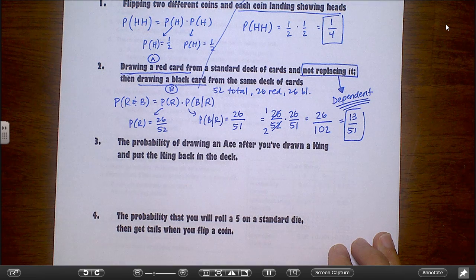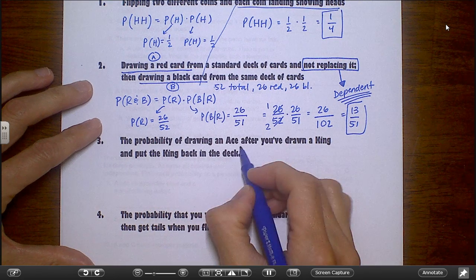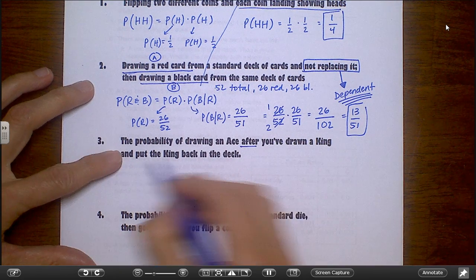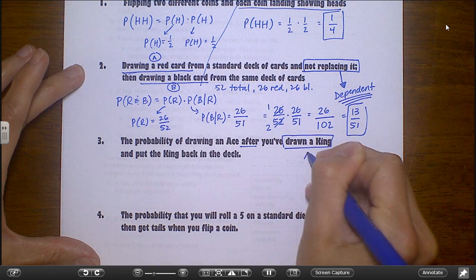All right. So this one, number 3, is a little bit tricky because it actually gives it to you in a different order, so you have to be careful. Probability of drawing an ace after you've drawn a king and put the king back in the deck. So after I've drawn the king, so to draw a king, that's my A.